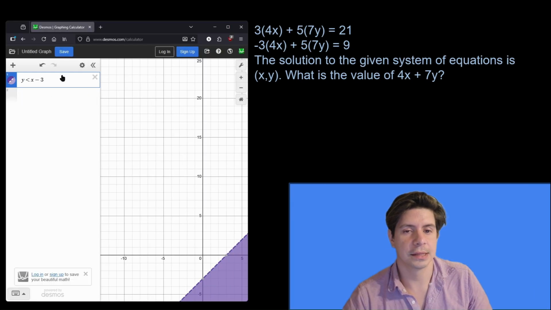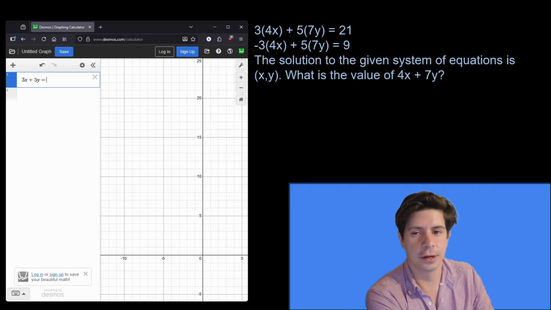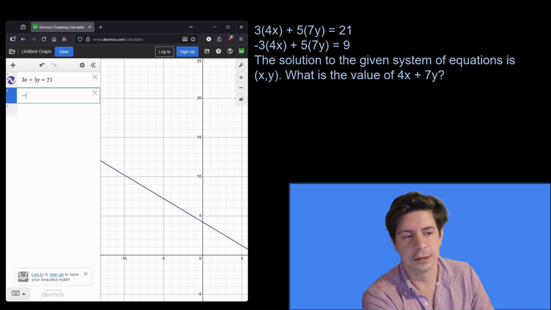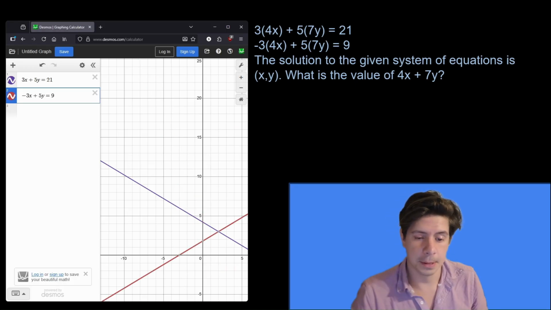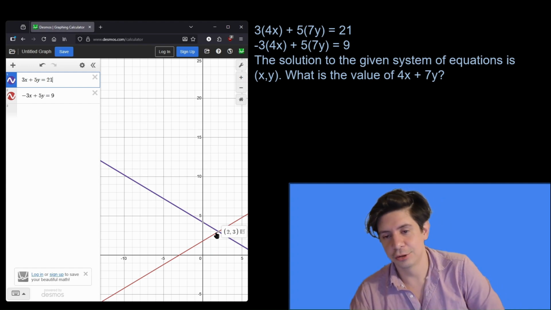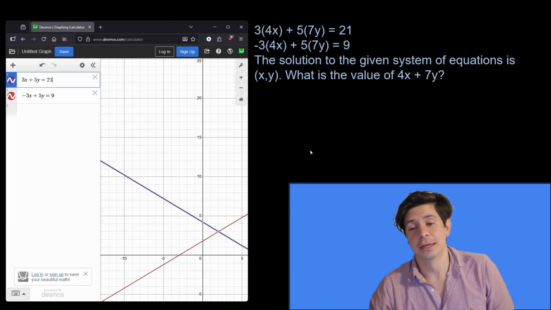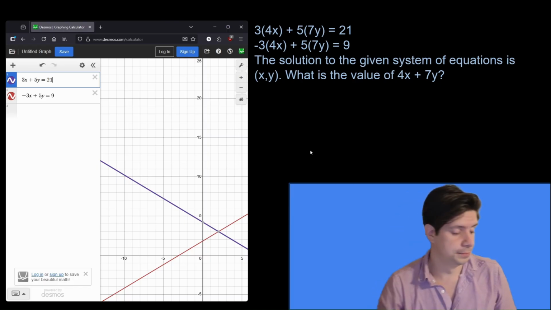And I'm going to get this. Look, I'll do 3x plus 5y equals 21, and I'll do negative 3x plus 5y equals 9. Then where do they intersect? They intersect at 2, 3. So 4x plus 7y is going to be 2 plus 3. It'll be 5, and that'll be our answer for this one.